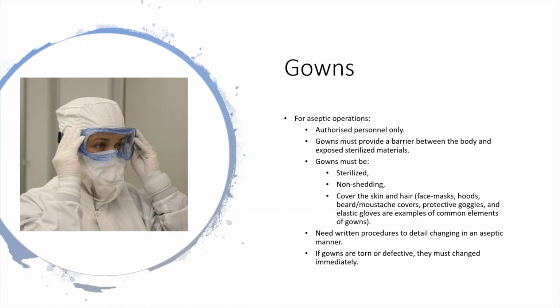There need to be written procedures that detail how to get changed in the most effective aseptic manner. It's also useful to have an adequate barrier that can be reinforced by overlapping of gown components, such as gloves and overlapping sleeves. And if any gown becomes torn or is in any way spotted to be defective, then the operator must exit the aseptic area immediately and the gown be changed by the operator going through the gowning process again.